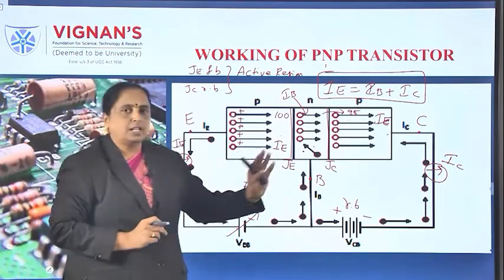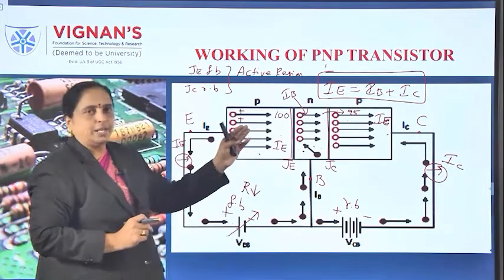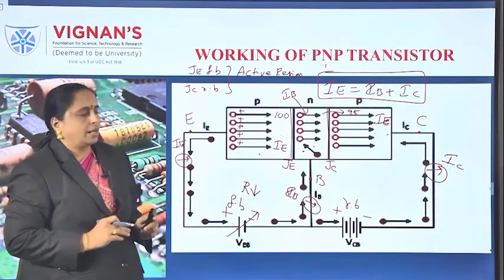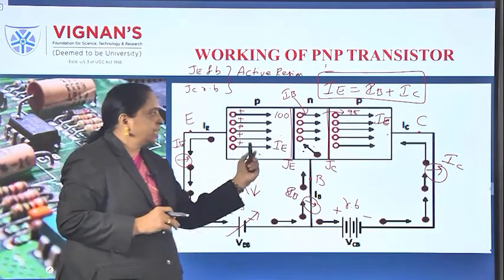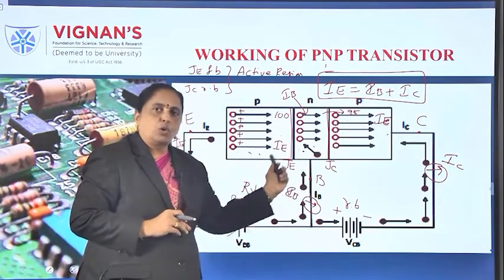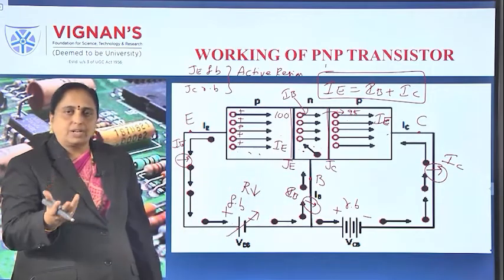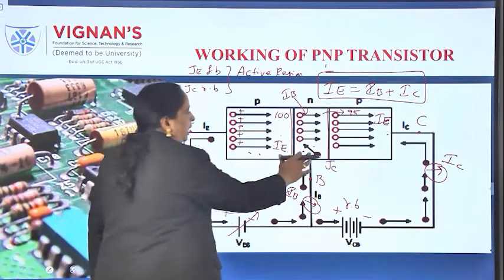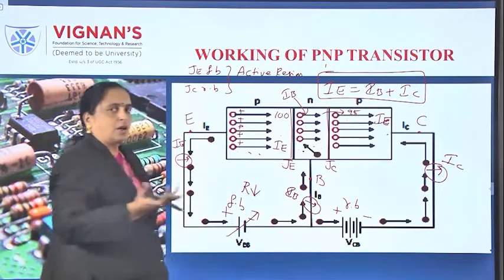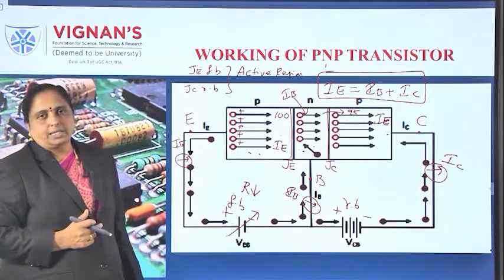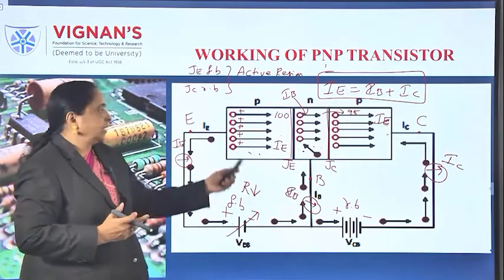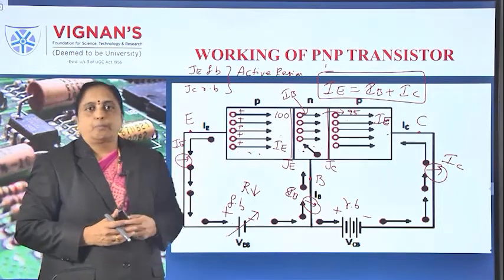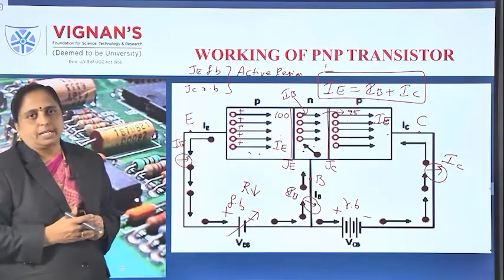Therefore, this is the working of the PNP transistor. In a PNP transistor, the current conduction is due to both majority carriers, holes and electrons. Minority carriers will also move, because once the electrons come into this one, we call that a minority charge carrier. So both majority and minority charge carriers are involved, and that is known as a BJT. That's why we call this a BJT.